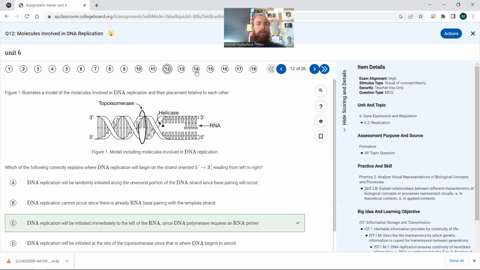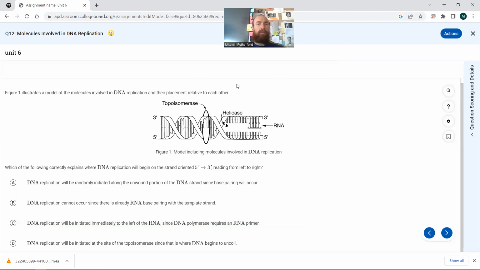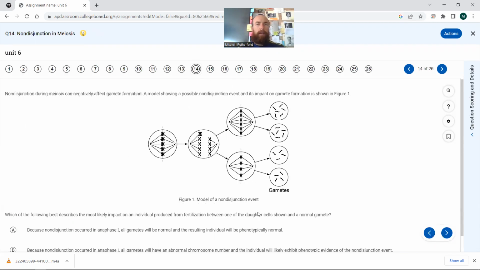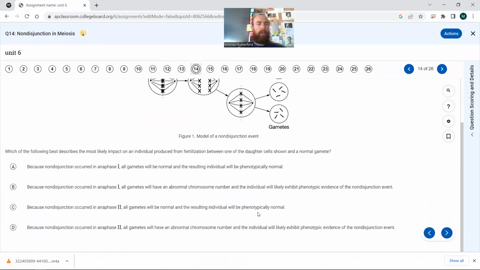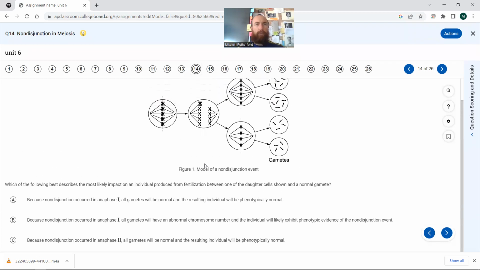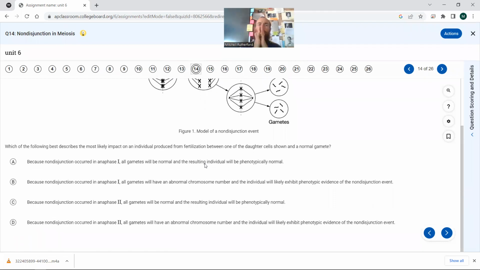Okay, then we're going to jump to 14. And we have, great, gametes, meiosis, cool. So non-disjunction, non-disjunction. My eyes just gravitate to that, so obviously we're talking about non-disjunction. Okay. That's a failure of chromosome separation in anaphase. Okay. So we got anaphase.